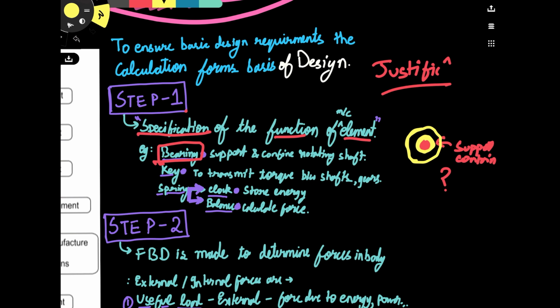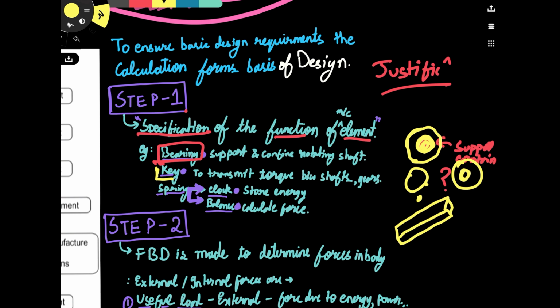Next in line we have the key. There are so many other elements; I have just given a few examples here. The key helps us in transmitting motion. Let's say I have to transfer motion from this shaft to another shaft. So I have gears. Both the shafts have gears mounted on them, but how am I going to mount the gears onto a shaft, right? That is possible with the help of a key. You all might know what a key is. If you don't, you can comment in the section and I can make a video on that.